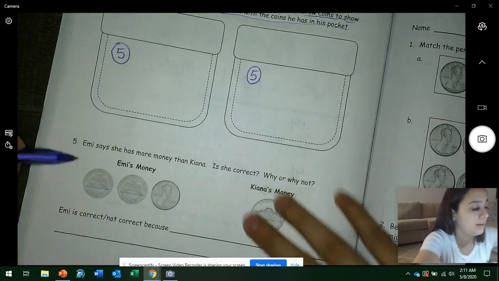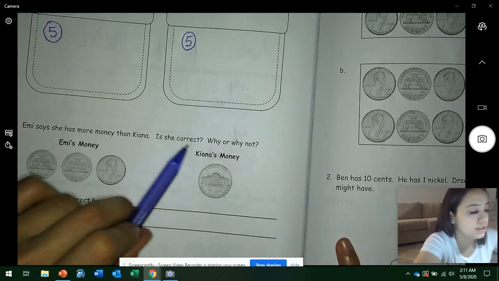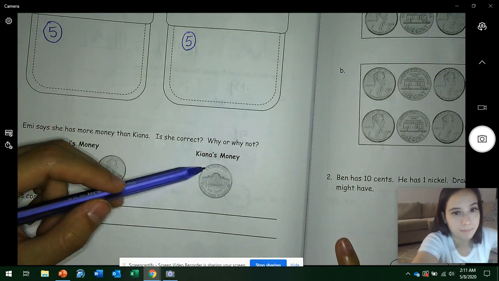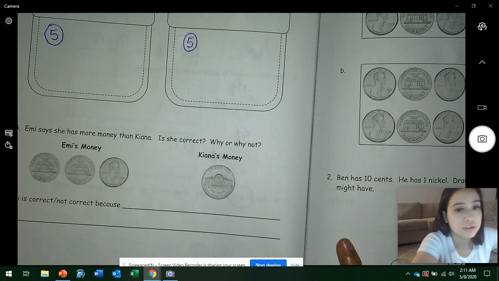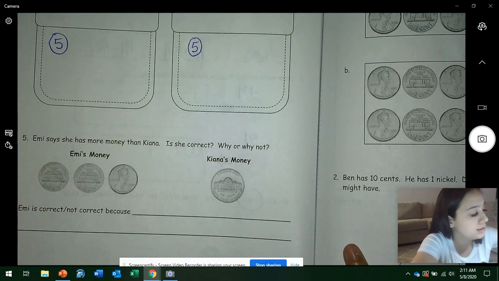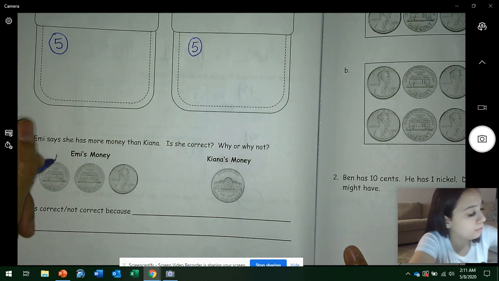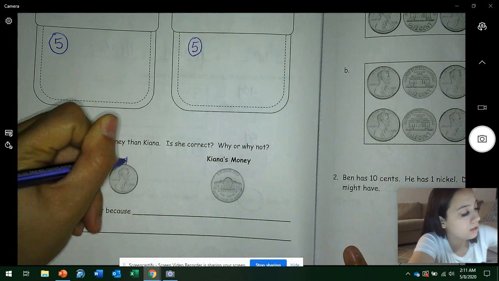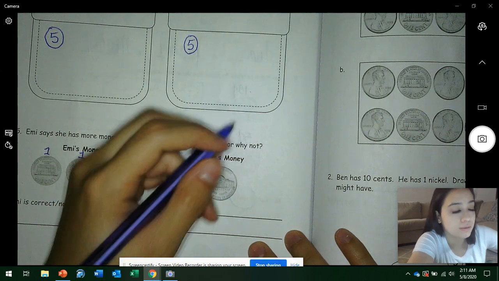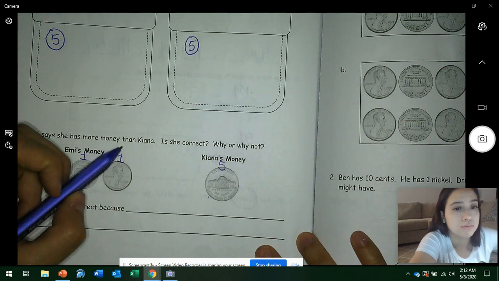Okay? For number 5, it says, Emmy says she has more money than Kiana. Is she correct? So here it shows you Emmy's money and Kiana's money. So I'm gonna have you write the value of each coin so then you can answer the question. So this is a penny because you can see right there that it says 1 cent. So write a 1 on top of all of these because those are all pennies and they're worth 1 cent. This is a nickel and it's worth 5 cents. So write a 5.